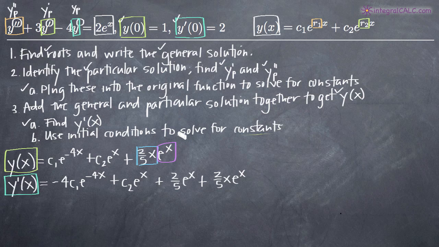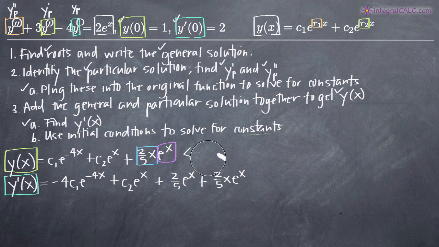We're going to use our initial conditions. We're going to plug each of them in to y of x and y prime of x to solve for c sub 1 and c sub 2. When we find c sub 1 and c sub 2, we're going to end up plugging those back into this function to find the general solution. So again, we will plug in here our first initial condition, y of 0 is equal to 1.